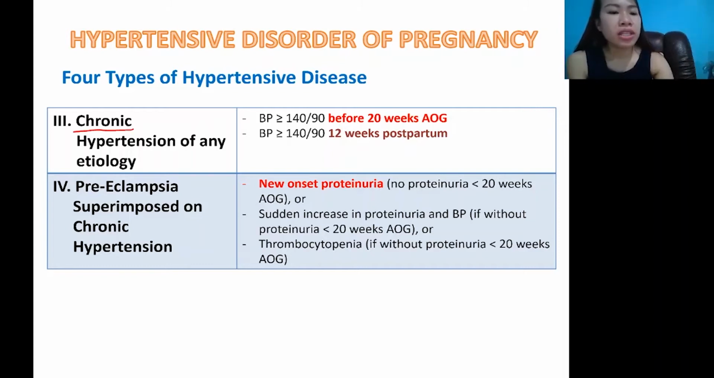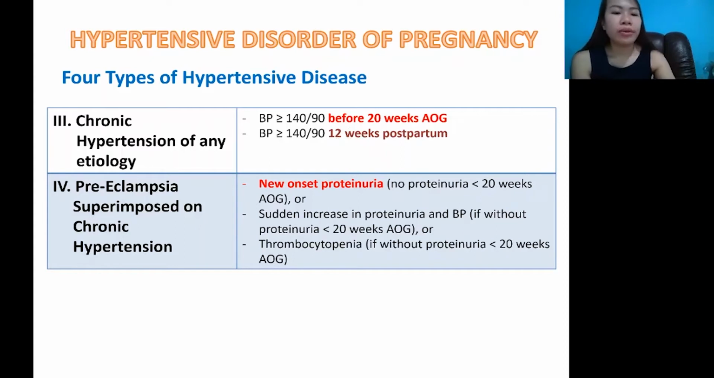Chronic. Class, when you see the word chronic, it means it already is occurring for a very long time. Matagal na. Matagal nang mataas ang BP ni mother. Ibig sabihin, ang BP niya greater than or equal to 140/90 before 20 weeks of age of gestation. First trimester pa lang o kaya hindi pa nga siya buntis eh. Mataas na yung BP niya. Tapos, the BP may also remain greater than or equal to 140/90, kahit na 12 weeks postpartum na, nanganak na siya. 12 weeks after manganak, mataas pa rin ang BP ni mother. So after 3 months, mataas pa din. We call that chronic hypertension of any etiology.